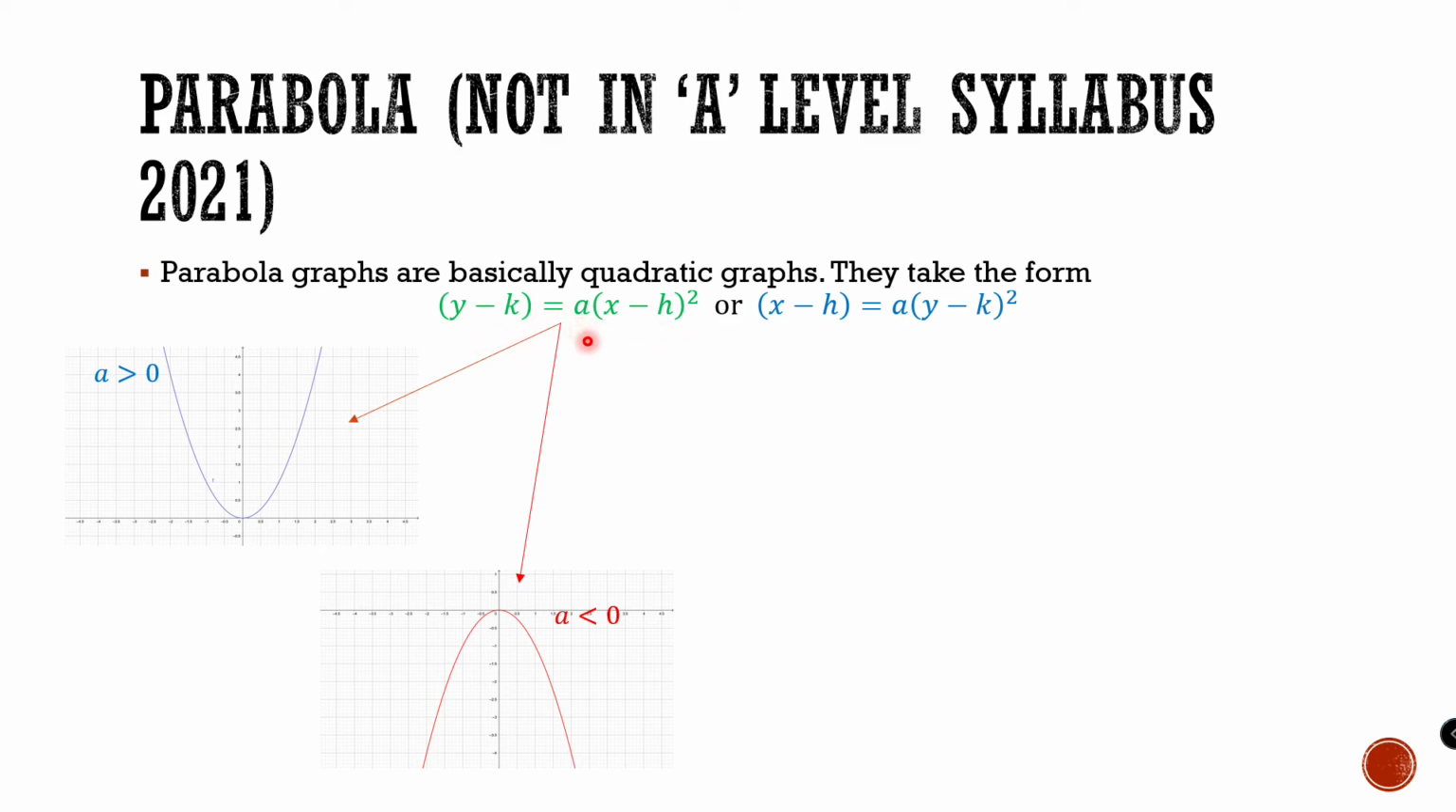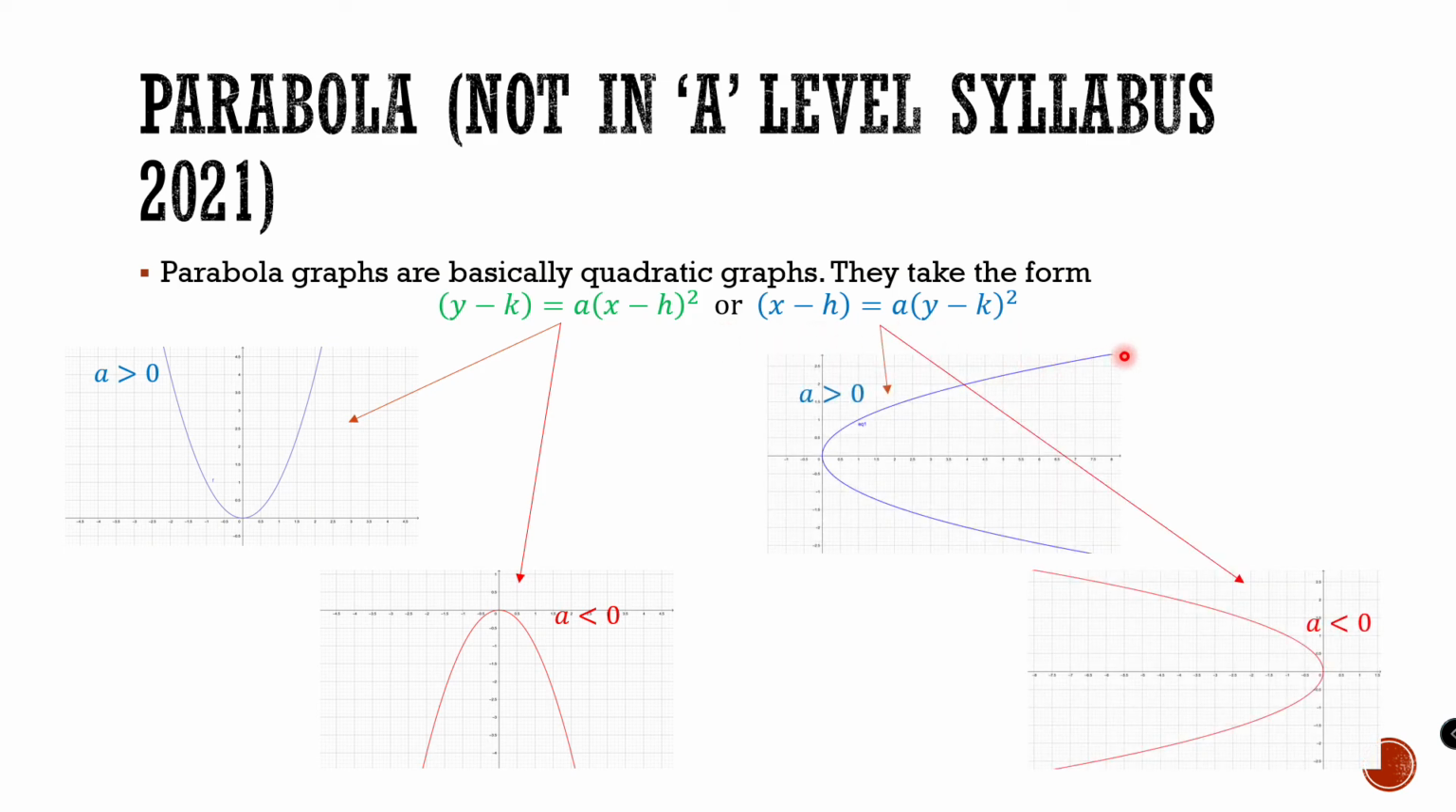If a is greater than 0, this is what we have seen many times in secondary school. This is your positive coefficient for the quadratic graph. This is the negative coefficient, so it's a sad face. For the other version, this one, it is basically like a C shape, and an inverted C shape. You don't even need to know this, but this is just to introduce to you what parabola functions are.